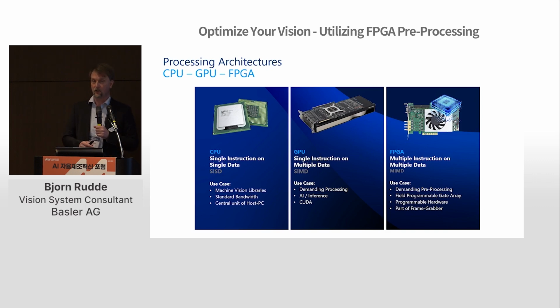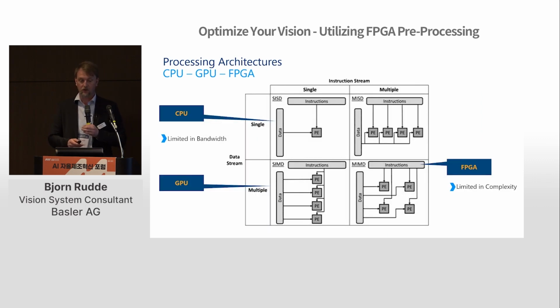The FPGA is very different to a CPU or a GPU approach. When we look into the details, we see in general, the CPU is really good in using the machine vision libraries there are in the market. You can work on standard bandwidth in that case, but when it's coming to very demanding industries and applications where a lot of data needs to be processed, the GPU is also an option you can choose, but the FPGA is very strong in complex calculations and it's completely independent of the host system regarding its processing.